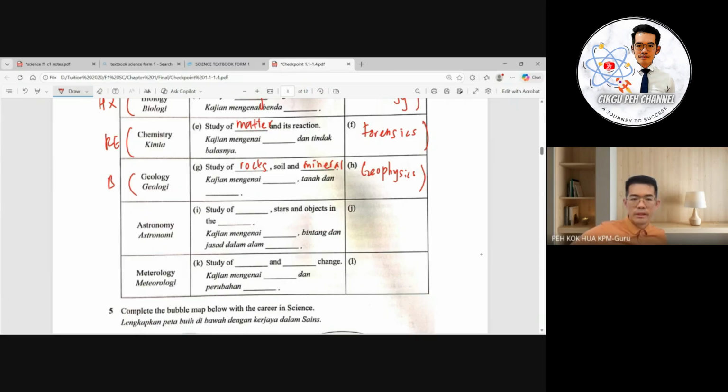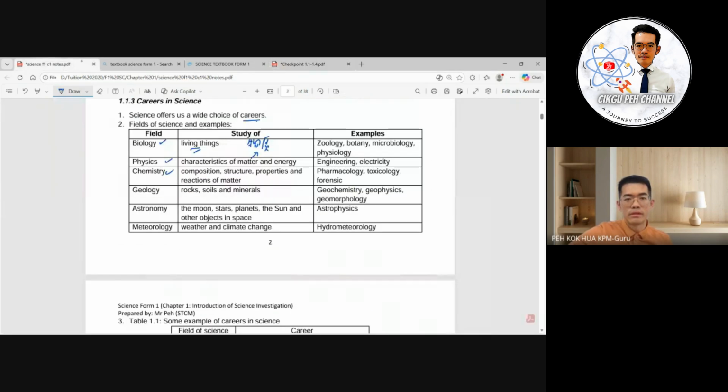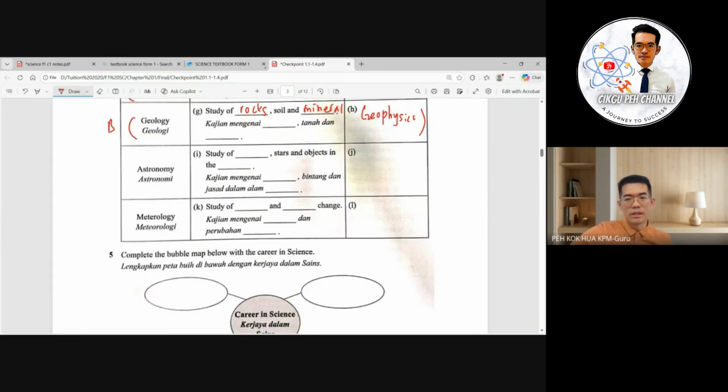Okay, so astronomy. I think this one we go through together now because it's not very hard. We just transfer the answer from our notes. So astronomy, the study of planet. Just now we went through moon, star, planet, sun. So we can choose whatever is suitable. Here star we have already, object in the space, so we can choose planet. Study of planets, star and object in the space.